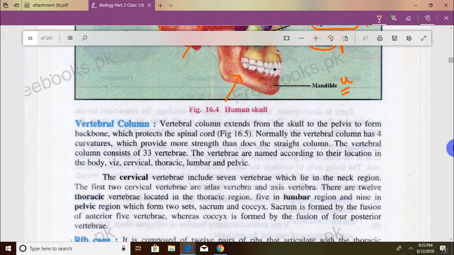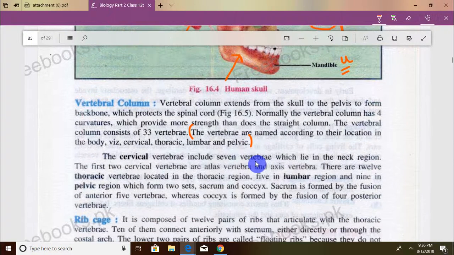The vertebral column extends from the skull to the pelvis. Unfortunately, they are very picky about the stuff they ask from the book, so they're gonna pick up book lines left and right. So normally the vertebral column has 4 curvatures, and this provides more strength than the straight column. 33 vertebra according to their location in the body, and this can be an MCQ, that the vertebra are named according to what criteria.